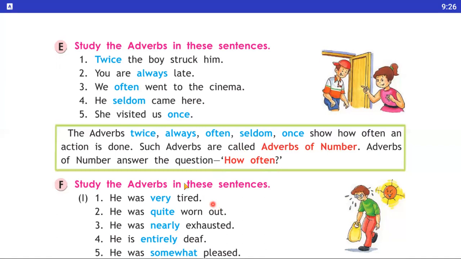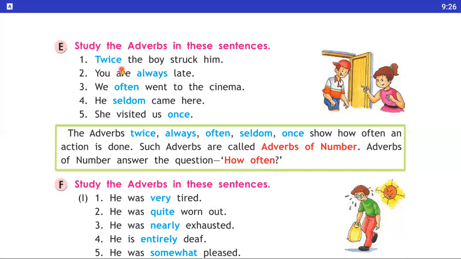Yes, in the first number sentence, twice the boy struck him. So twice के दो बार है. How often did the boy strike him? Yes, twice the boy struck him. Yes, twice is here an adverb. So once again I am telling you that adverbs describe, qualify, we can say modify the verb.